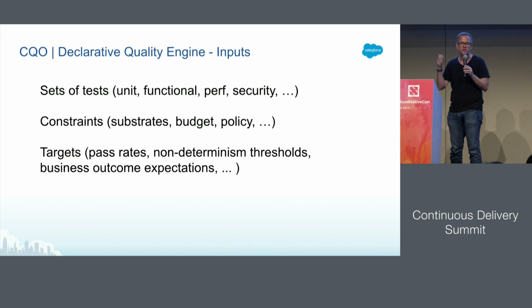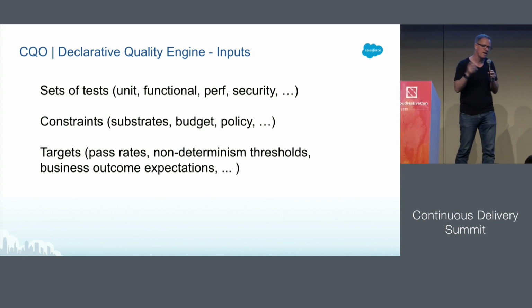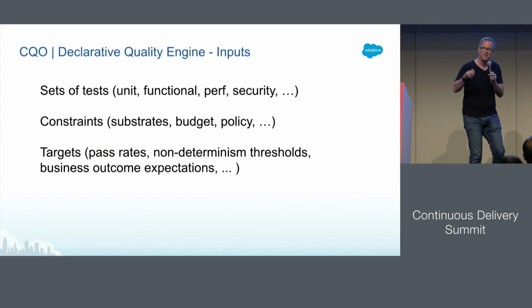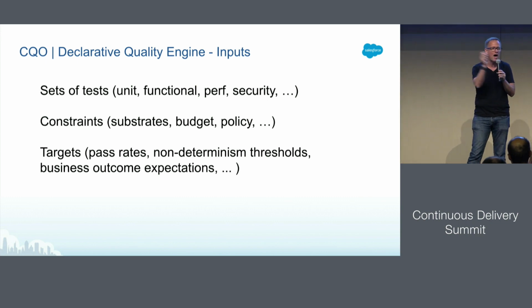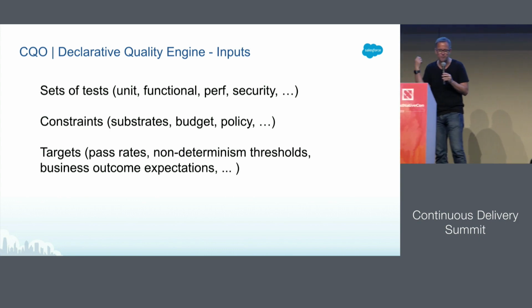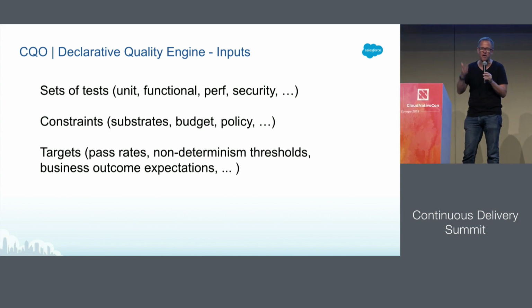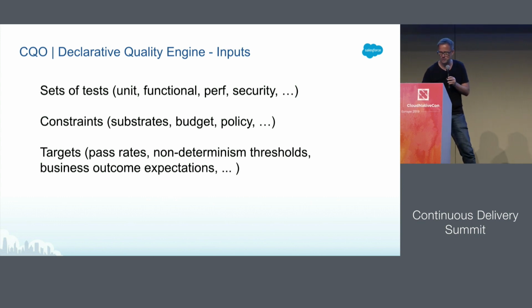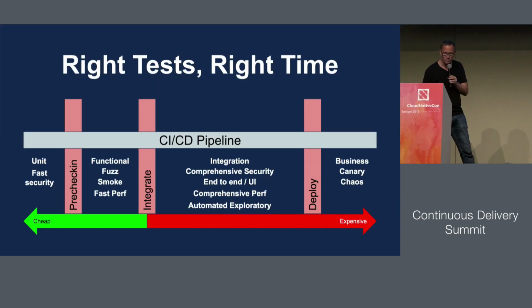You might allow for a certain amount of non-determinism in certain kinds of tests. In fact, it's generally seen as a good thing because sometimes you can model non-determinism in your tests that you expect. You also might just say, I have business outcome expectations. These are different kinds of tests where I want to say I got this much lift, and you might want to say what those targets are. So those are your inputs.